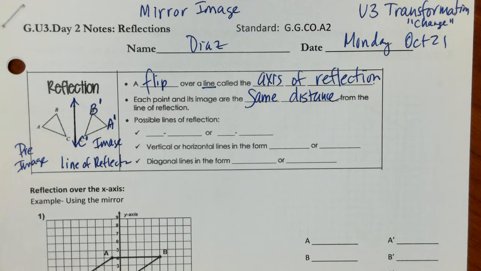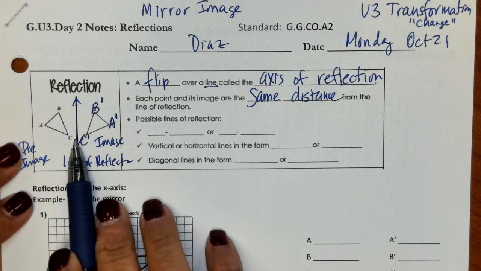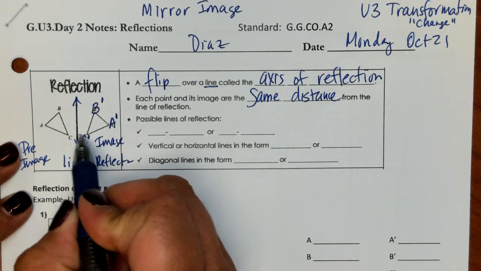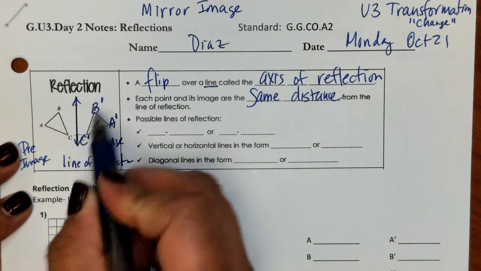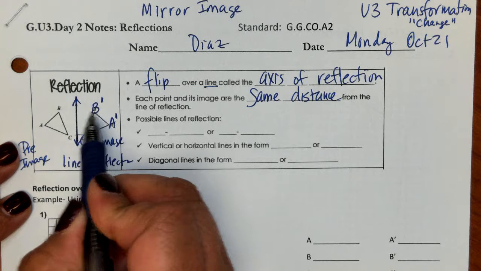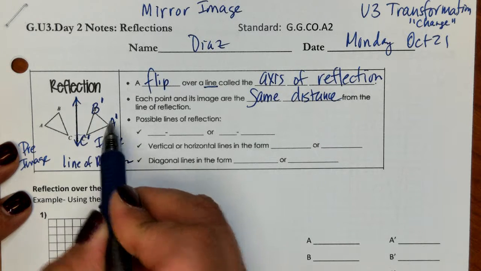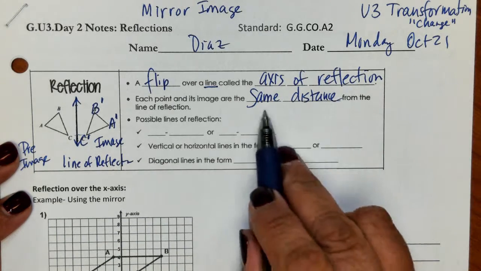If you remember translation, they always gave you an x plus 4 or a y minus 2, telling you how to go right or left, or up or down. In this case, with reflection, you're always measuring the same distance from the line of reflection. See how C is the same distance from C prime, and B is the same distance from B prime from this line, and A is exactly the same distance. That's what this means.